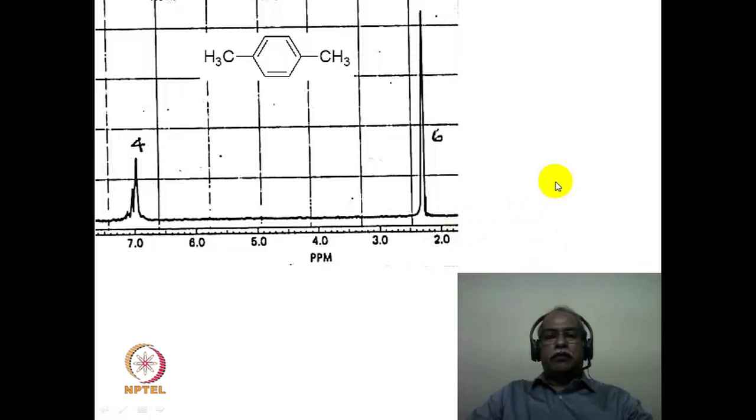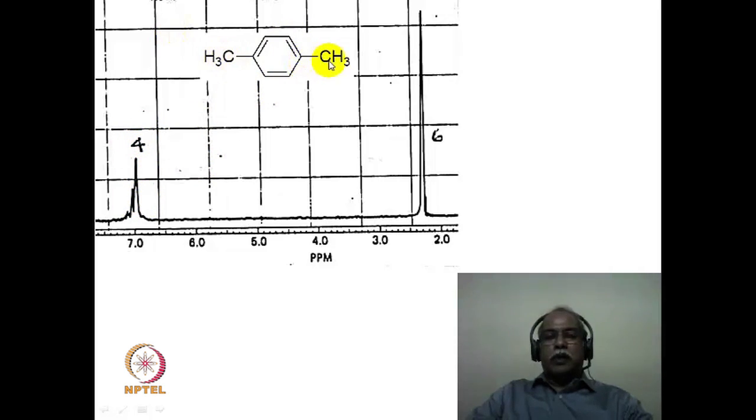This is a spectrum of a simple hydrocarbon molecule, namely paraxylene. Paraxylene is highly symmetrical. It has a vertical plane of symmetry as well as a horizontal plane of symmetry. Therefore, the 4 hydrogens of the aromatic unit are chemically identical, so it appears as a singlet of 4 hydrogen intensity.